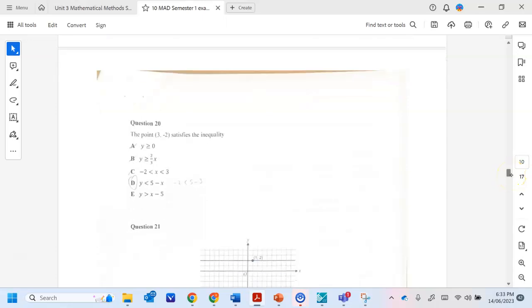All right, question 20, satisfying the inequality. Just plugging those values in is pretty much all you need to do for this one, and understanding the inequality signs really. So D satisfies. I was like, where's correct? But that's what we want. We want the one that's correct.